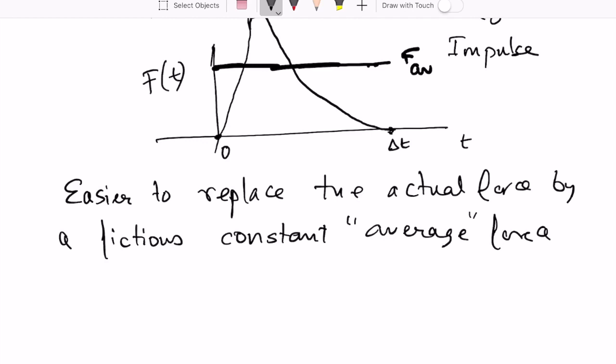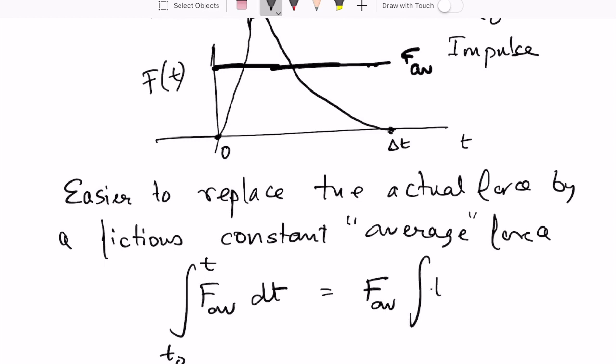The good thing is that it's a constant force, so the impulse would just be the integral of F average dt, t initial to t final. If F average is a constant, you can just pull it out of the integration. The integral of dt, t initial to t final, is a very easy integral to do. Integral dt is just t. So it's going to be F average times t minus t initial. We are just going to call t minus t initial as delta t. So it's F average times delta t. And that is our impulse.